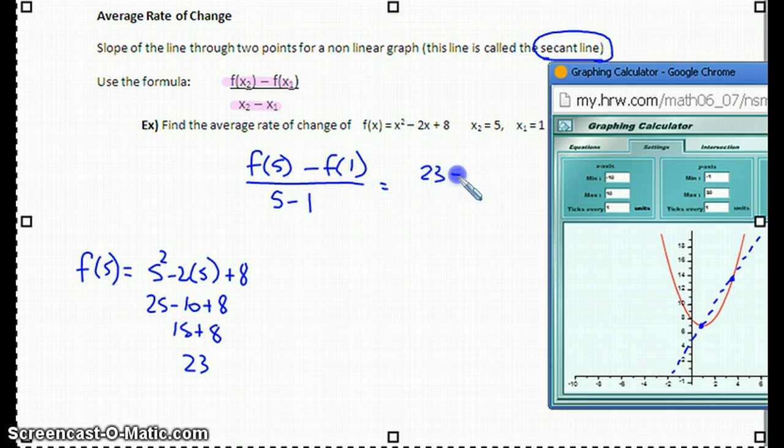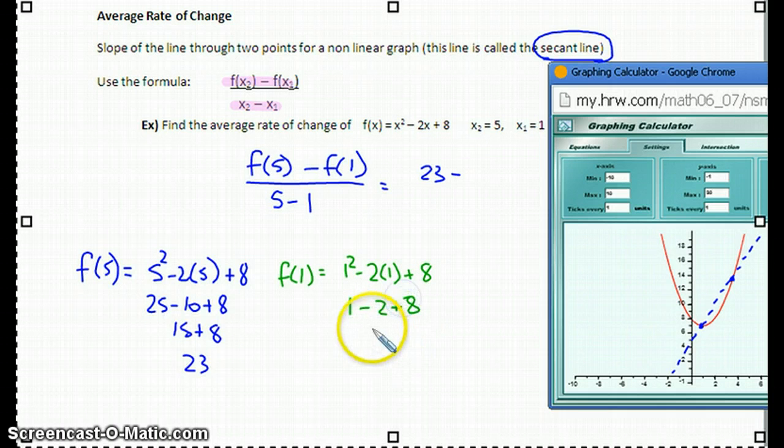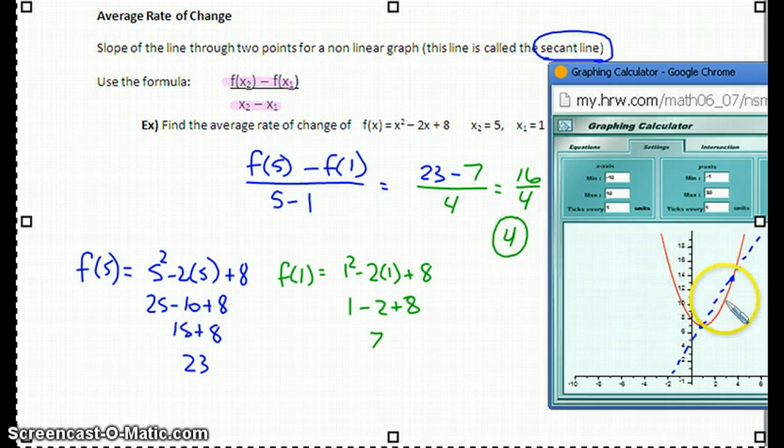So I'm going to have 23 minus, find f of 1, 1 squared minus 2 times 1 plus 8 is going to give me 1 minus 2 plus 8. And that's going to end up giving me 7. So I'll put a 7 in here for f of 1. And then 5 minus 1 is 4. So I get 16 over 4, so I can say that the approximate slope of this parabola is 4. And this is going to be a concept that you're going to use quite a bit when you get into calculus.